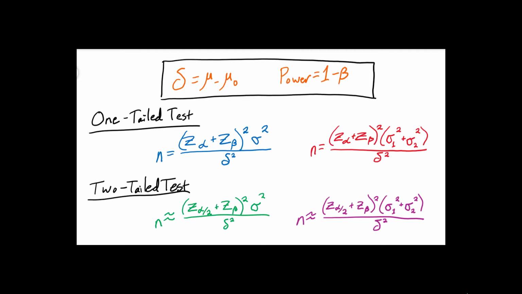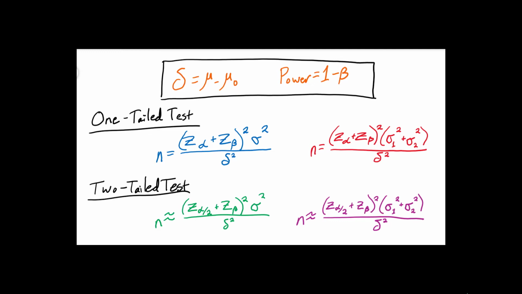So in order to do stuff with this, we need to consider the true mean and our hypothesized mean with our null hypothesis. Now the difference between those two is delta. So delta is going to equal the true mean of the population minus the mean that we hypothesized it to be with our null hypothesis.